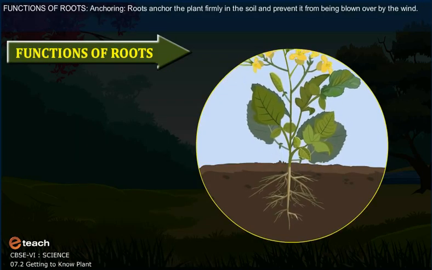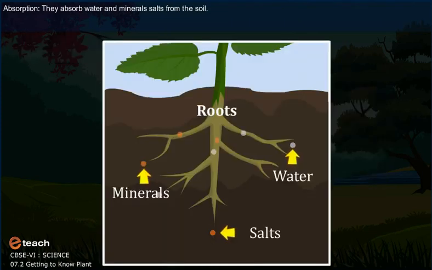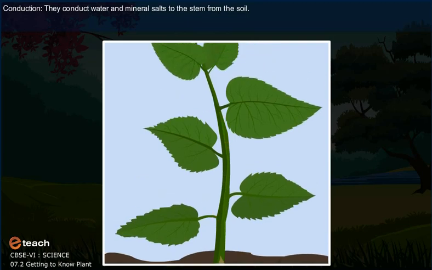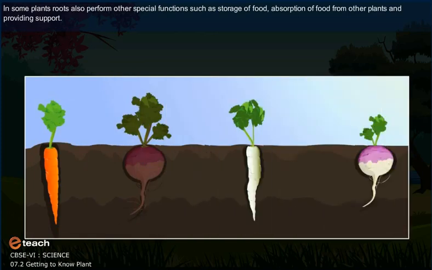Functions of roots. Anchoring. Roots anchor the plant firmly in the soil and prevent it from being blown over by the wind. Absorption. They absorb water and mineral salt from the soil. Conduction. They conduct water and mineral salt to the stem from the soil. In some plants, roots also perform other special functions such as storage of food, absorption of food from other plants and providing support.